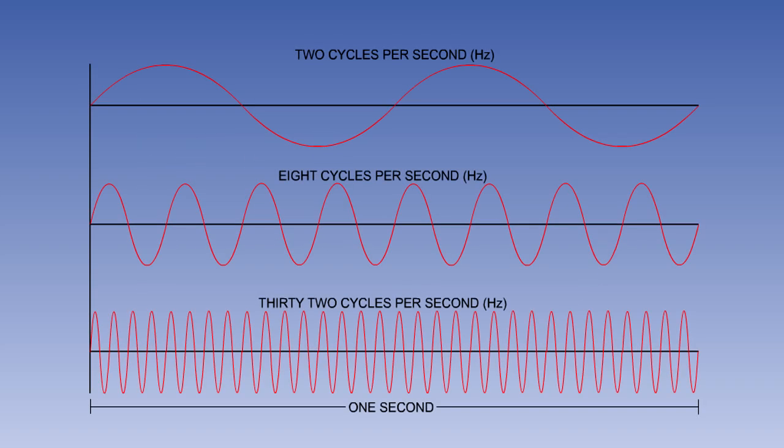The number of cycles occurring in each second is the frequency of an alternating current. The unit of frequency is the Hertz. 1 cycle per second is equal to 1 Hertz. Aircraft constant frequency AC supply systems usually have a frequency of 400 Hertz.